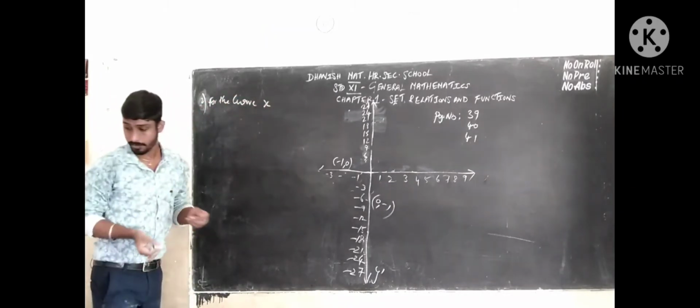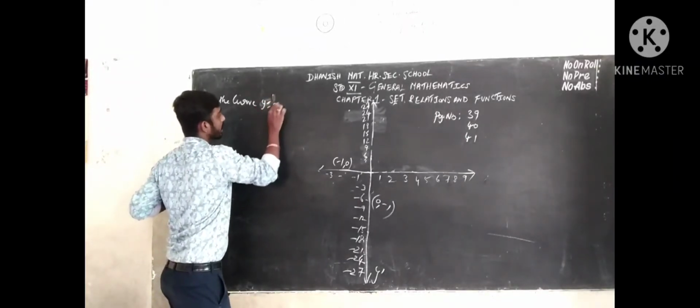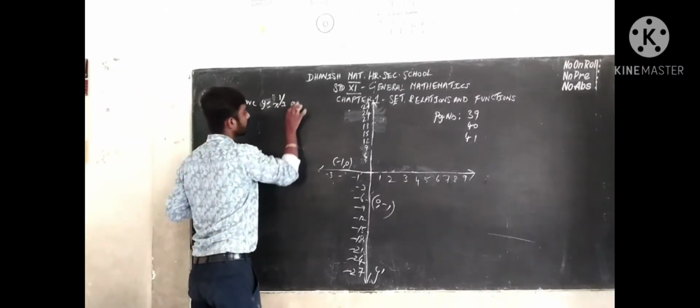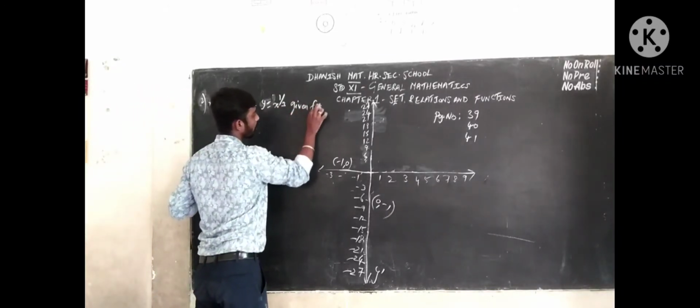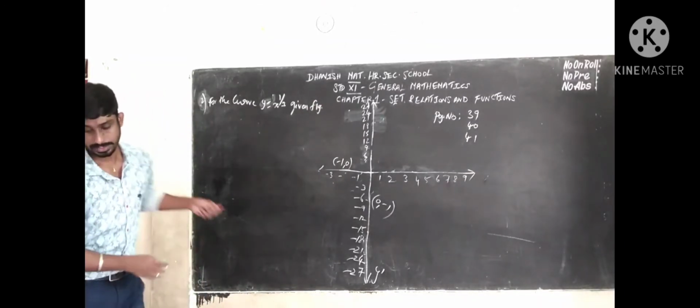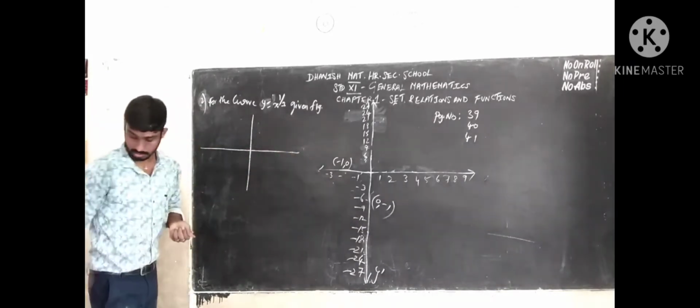For the curve, y is equal to x power of 1 by 3, given in the figure. What is the given figure in the question? Now take your book. So listen here. What is the curve drawn in the question here?